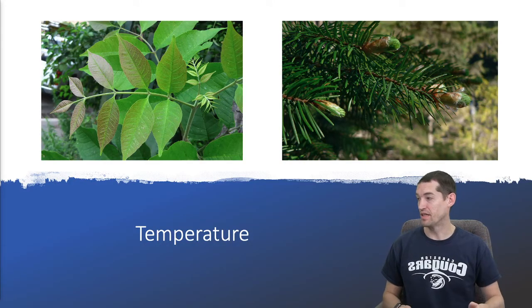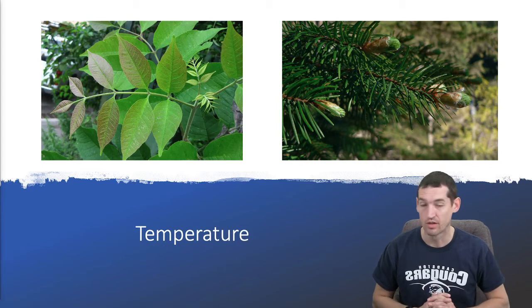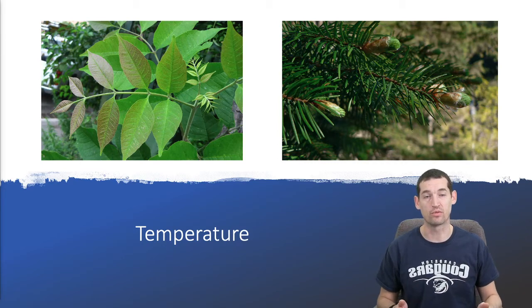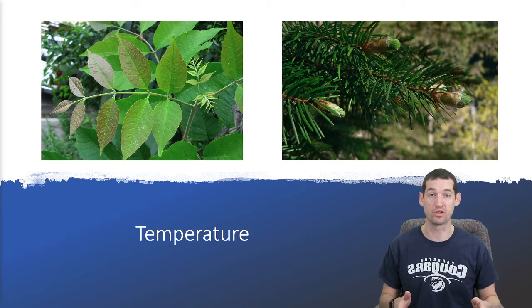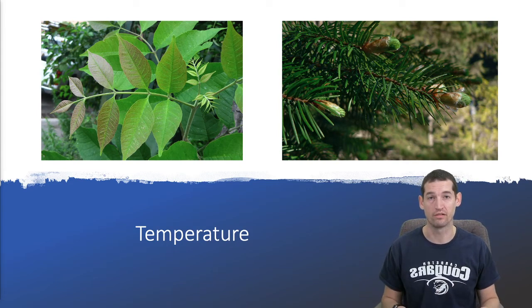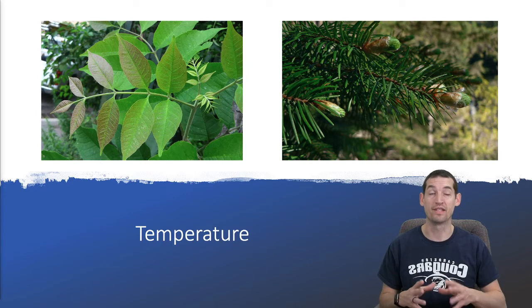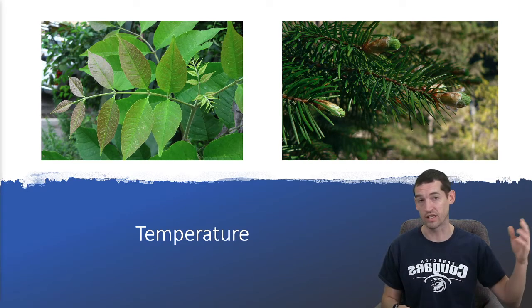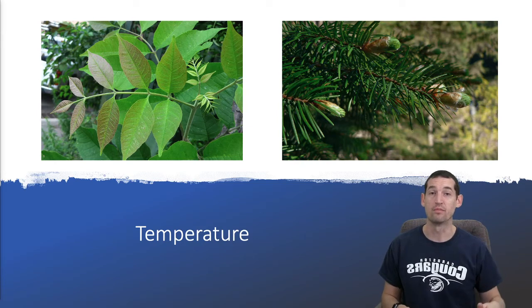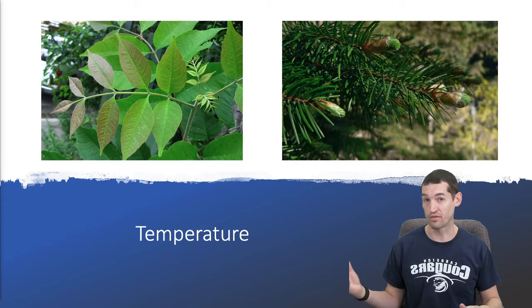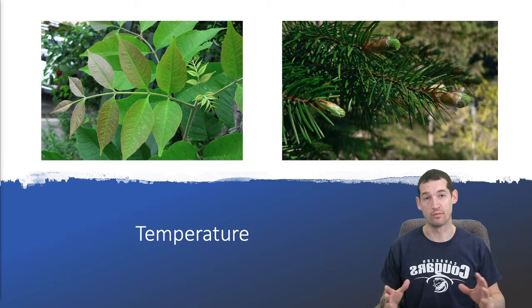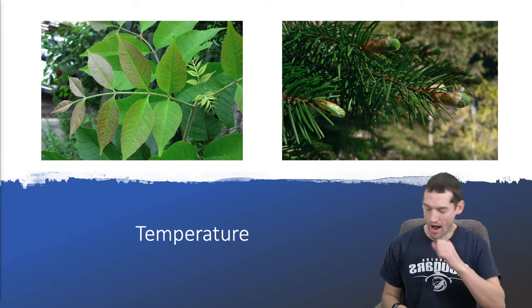Okay, the next thing is temperature. So in Alberta, organisms need to be able to adapt quite substantially to temperature because our temperature fluctuations can be quite large. So for example, in the summer we can get into the plus 30s, but in the winter we can get down into the minus 40s. That's a big temperature range for plants and animals to be able to adapt to.